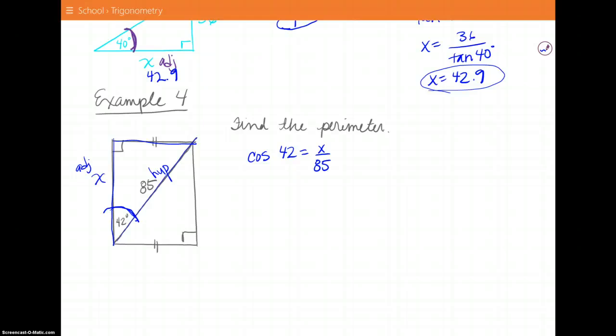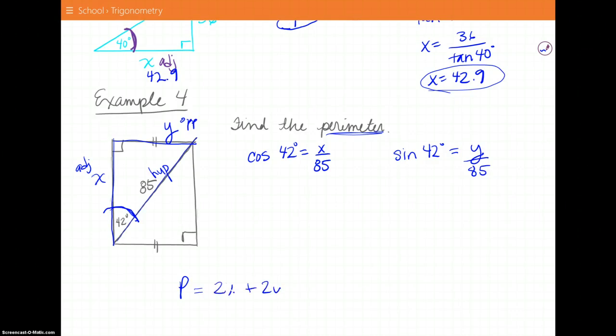Then I'm going to turn around and say, okay, now I need to know y. And y is opposite from my angle. So I'm going to have S and H. So I'm going to say sine of 42 equals y over 85. Once I know x and y, I'll find the perimeter by adding up all those sides. So my perimeter will be 2x's plus 2y's. Okay, I'm going to leave that one for you to try.